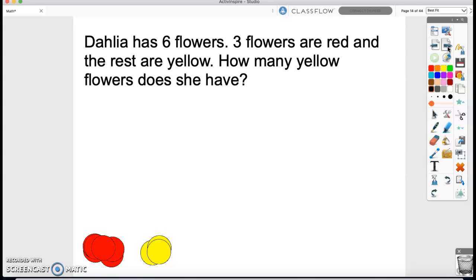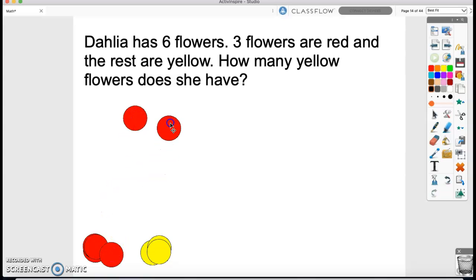Here we go. It says, Dahlia has 6 flowers. 3 flowers are red and the rest are yellow. How many yellow flowers does she have? So the first thing we're going to do is model. So think about what we should be doing to model it. If you said to have 6 flowers, awesome job.